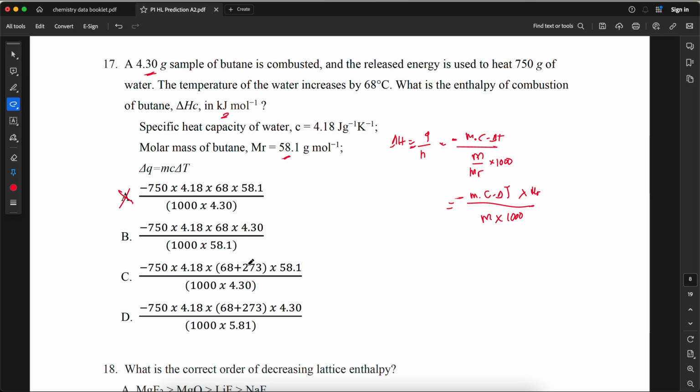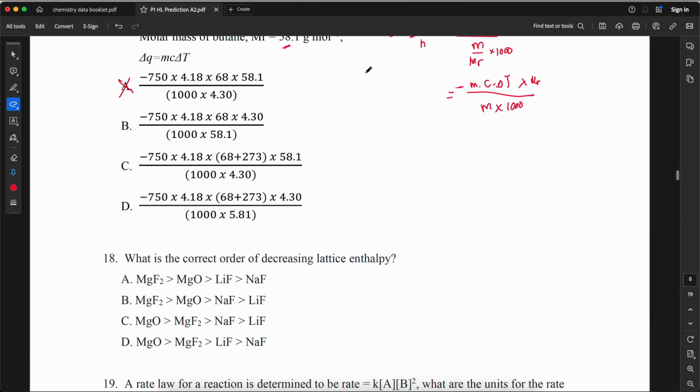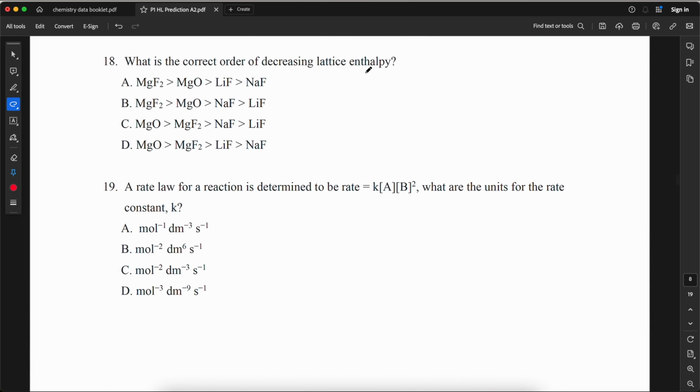And we don't need to add 273 anymore, because the difference in temperature is already in Celsius, so we don't need to convert to Kelvin, because you will get the same number. Only if the two temperatures are known separately would you need to convert, but if the difference in temperature is already known in Celsius, you don't need to add for Kelvin.